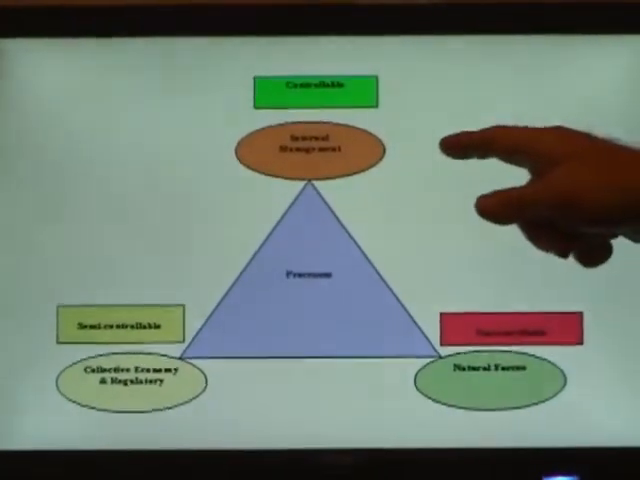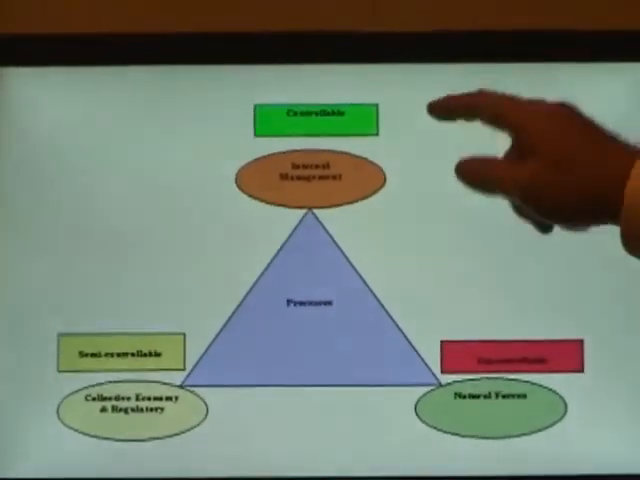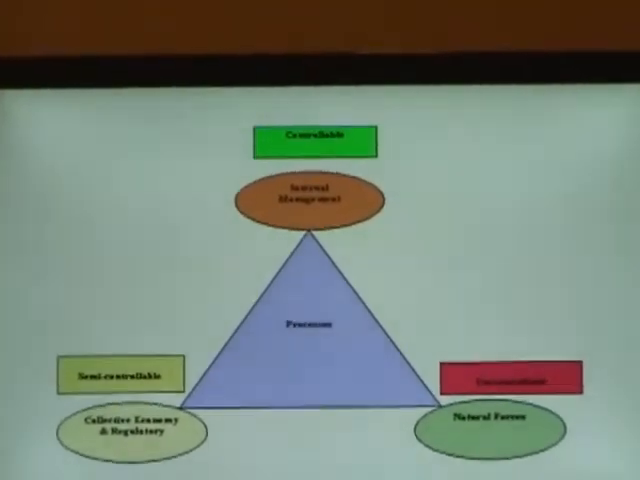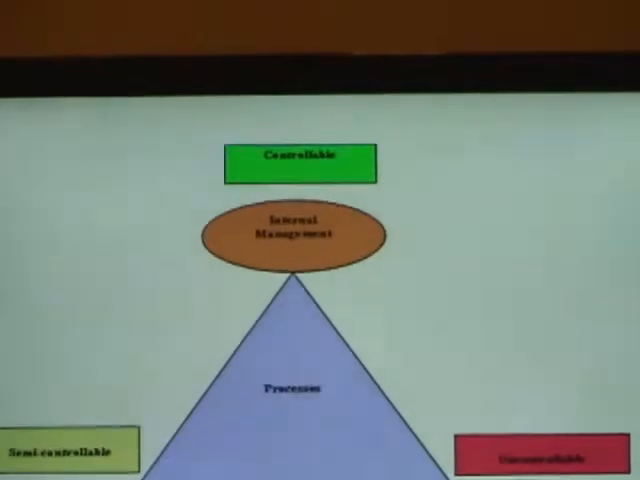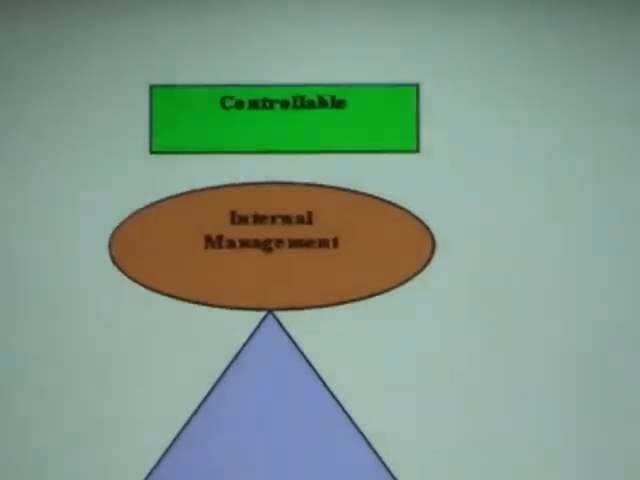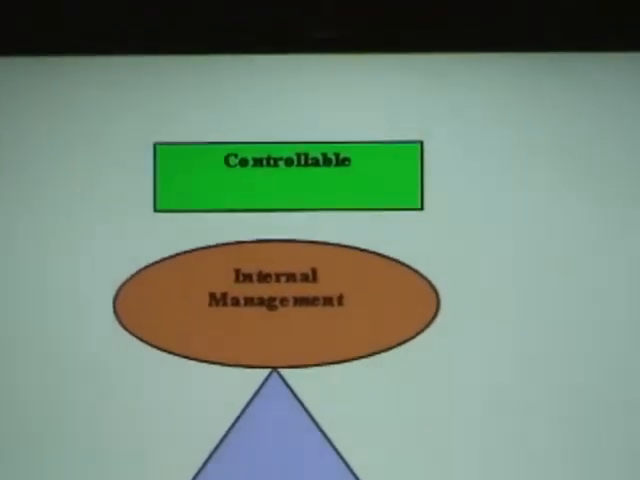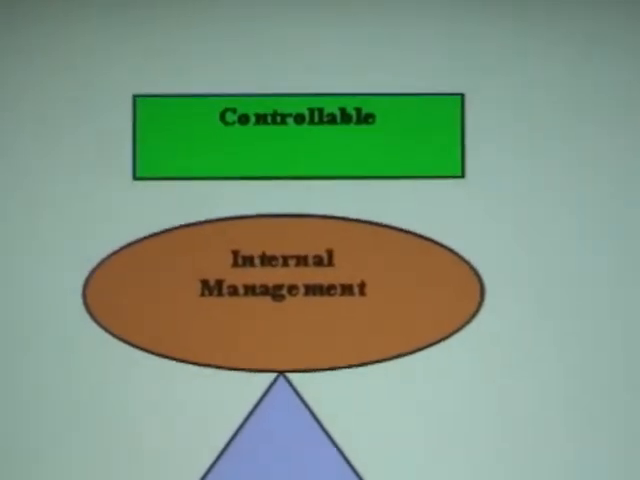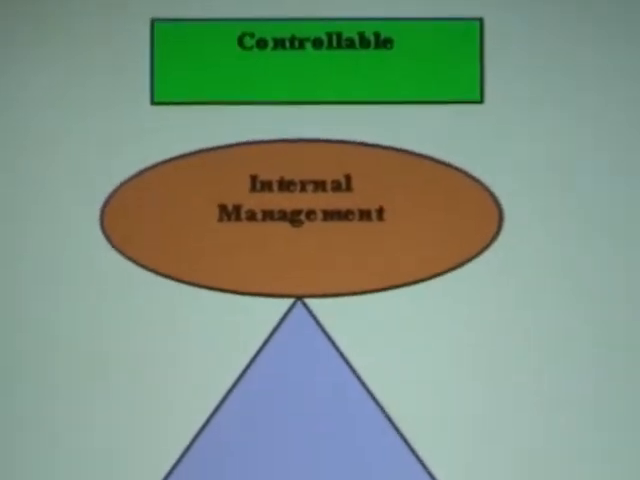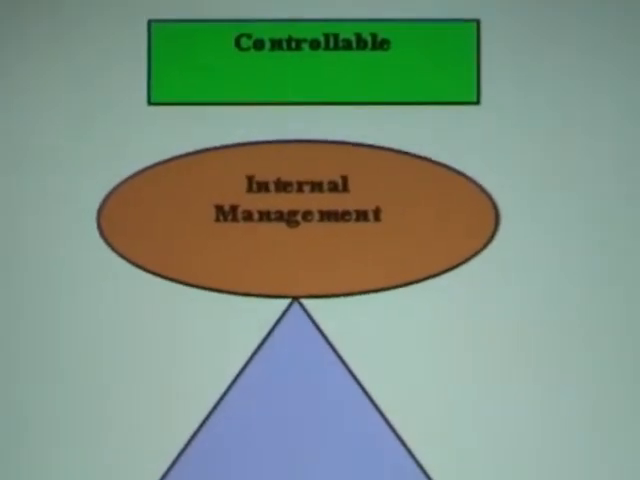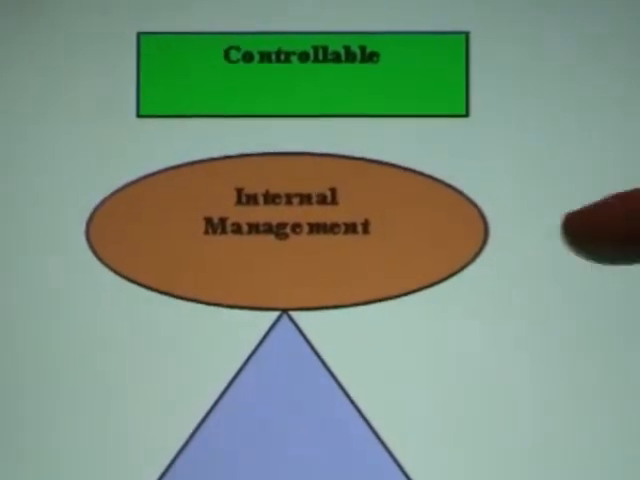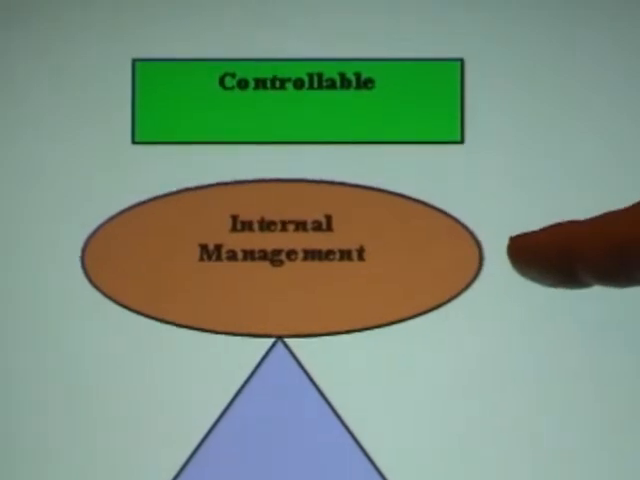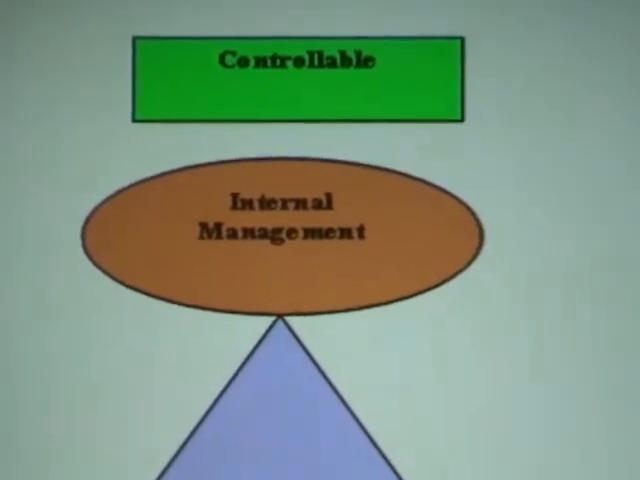At one level, we have our internal management. And typically, many of the factors that we look at when we manage internally are controllable. We determine what technology we use, the transformation process. We have some control over the internal environment that the process operates in. So we have many controllable factors that we can look at in terms of the processes.